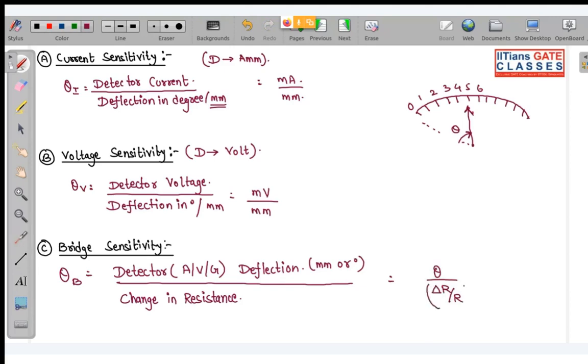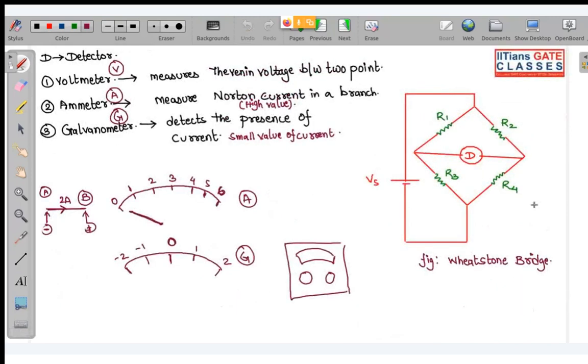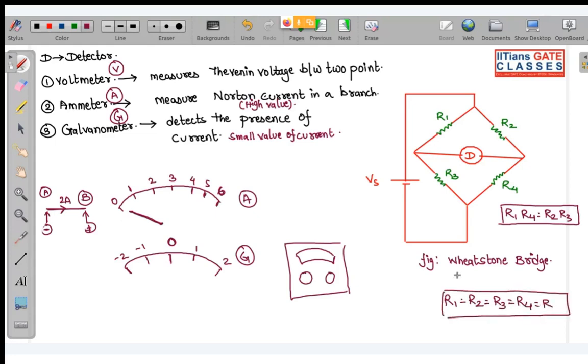Now what do we mean by this? Why do we require this del R by R? Look over here. Initially let us assume R1 R4 is equal to R2 R3, so the bridge is balanced. Let us assume that R1 is equal to R2 is equal to R3 is equal to R4 is equal to R, all the resistances are the same. Or you can even take this as your case, that your bridge is balanced. In this particular case, the detector value is zero.